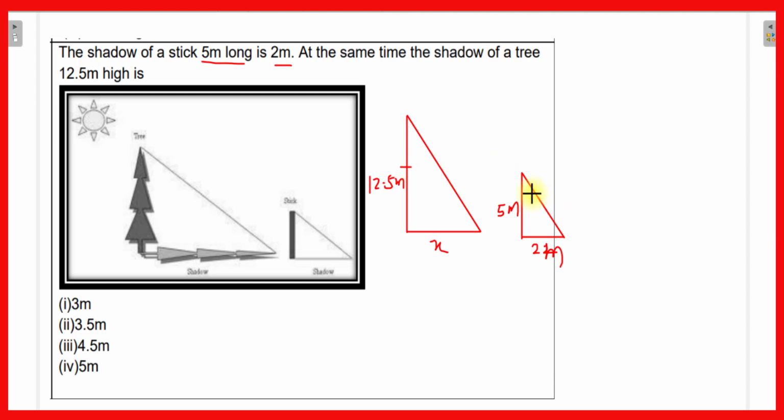For 12.5, its corresponding side will be 5 meter. So it will be 12.5 upon 5, which is equal to x upon 2. Cross multiply, take 2 to this side. So 12.5 into 2, that will be 25 upon 5, which is equal to x. So 5 ones are 5, 5 5s are 25, and therefore the correct option will be the fourth one, that is 5 meter.